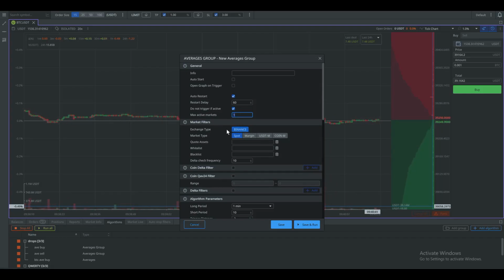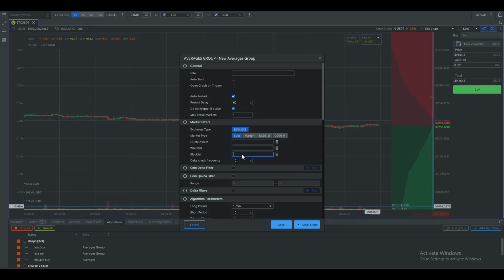Exchange type allows us to choose from currently supported exchanges, currently only Binance. Market type allows us to choose market type: spot, margin, futures or delivery market. Quote asset allows us to choose a quoted market type. If you, for example, want to trade the whole market in relation to Tether, then enter USDT in this field and press enter. Whitelist allows us to use a specific list of pairs in a specific market. After entering the pairs, press enter.